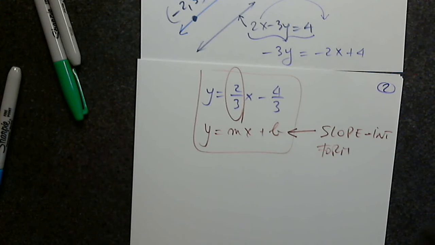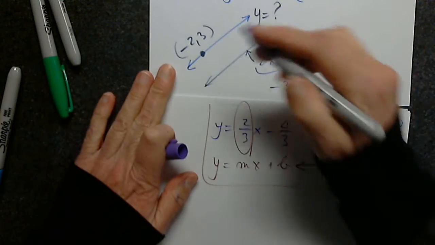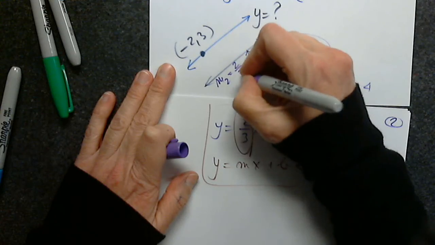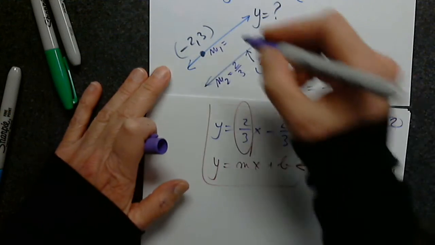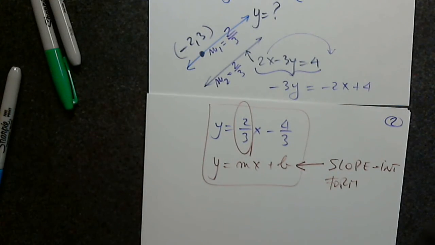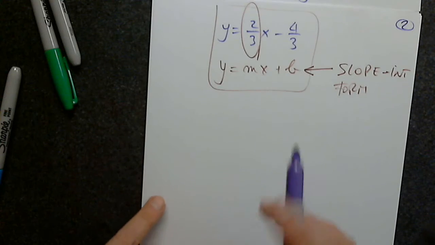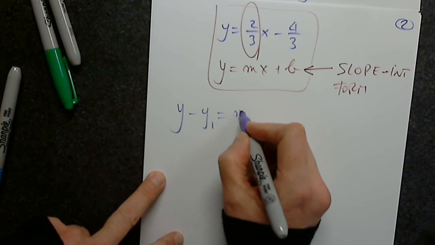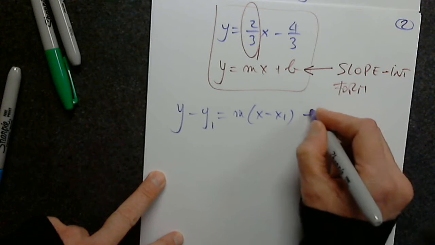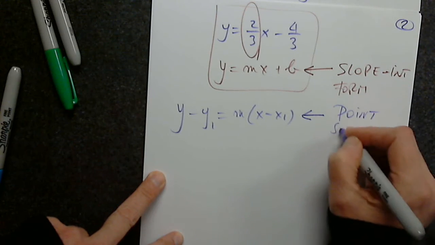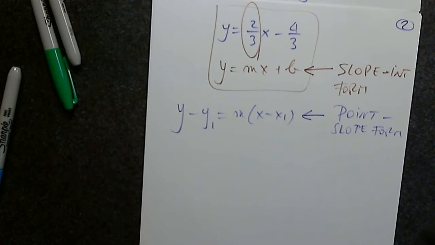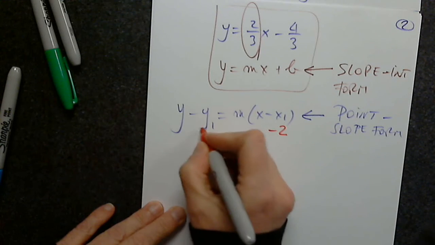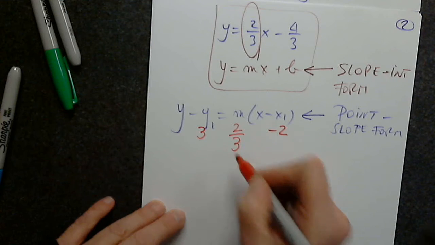Once I have the slope, I'm going to call this M2. M sub 2 equals 2/3. Then I will say that M sub 1 must be the same, of course, because the lines are parallel. And then I have a point and the slope. So now y minus y1 equals the slope times x minus x1. This equation is point-slope form, in which I have the point, which is negative 2 comma 3, and I have the slope, which is 2/3.